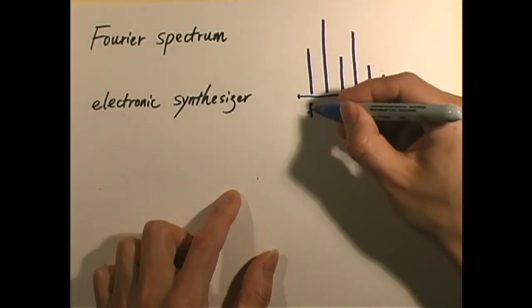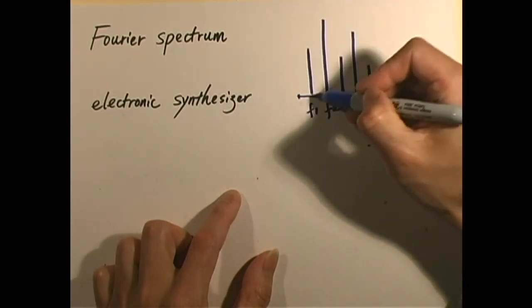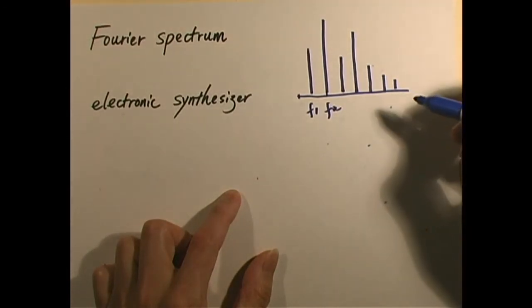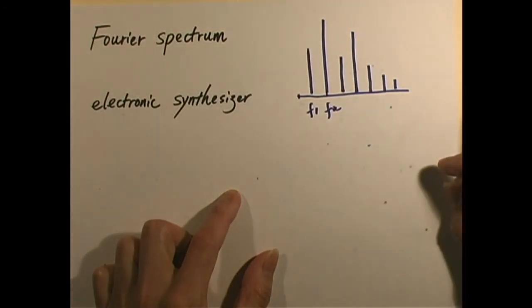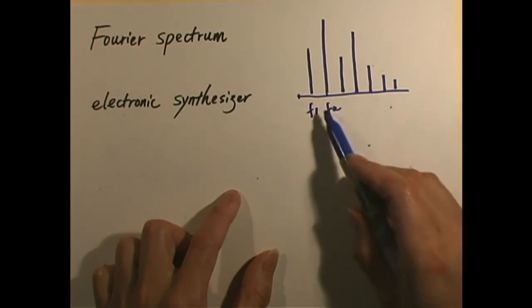So here is F1, F2. Remember, for the flute, F2 is largest in amplitude, and so on. Okay, so what you do is you design a computer chip. This computer chip will mix different frequencies in at this kind of proportion.